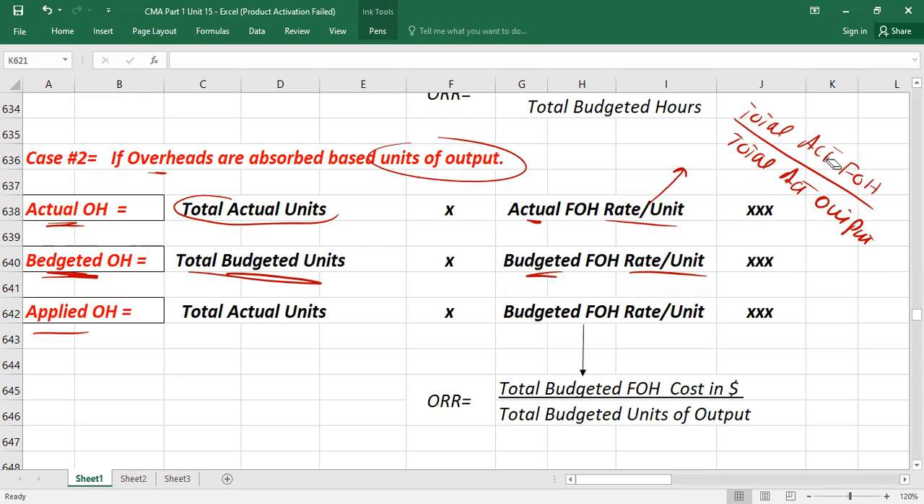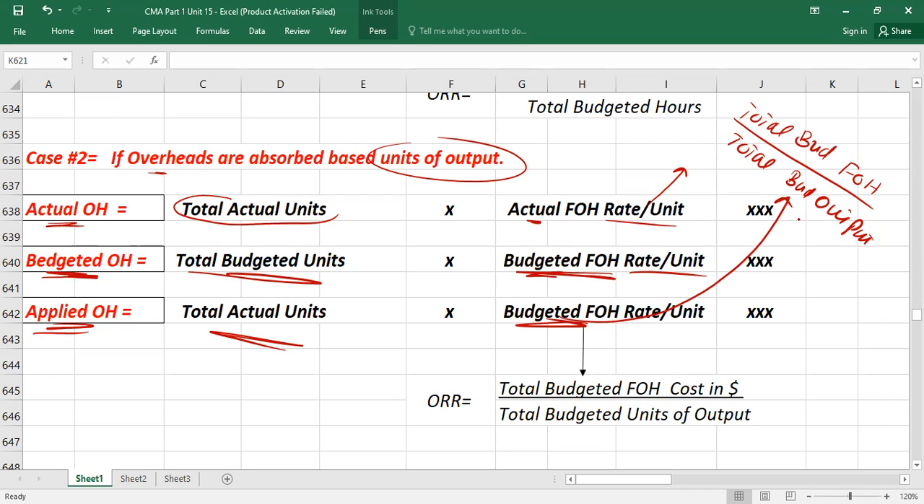There I have used the word actual. There I use the word budgeted now. Total budgeted overheads divided by total budgeted output. This will give you what? Budgeted rate. Third line is what? Applied overhead. Look which units I'm using here. Actual units. It's a flexible amount actually. Actual output. But multiply by which rate? Budgeted rate. Same as I told you, budgeted rate.